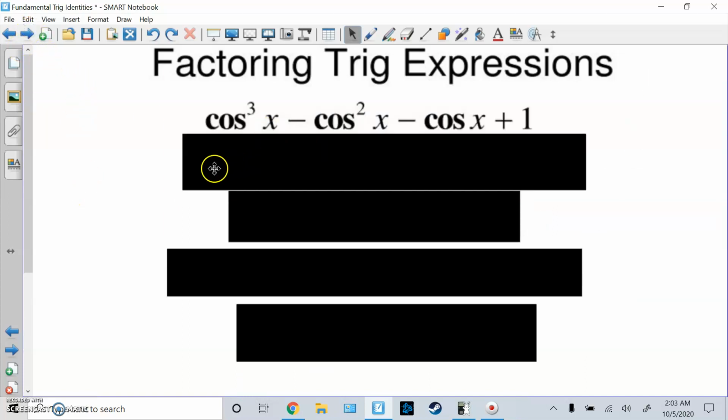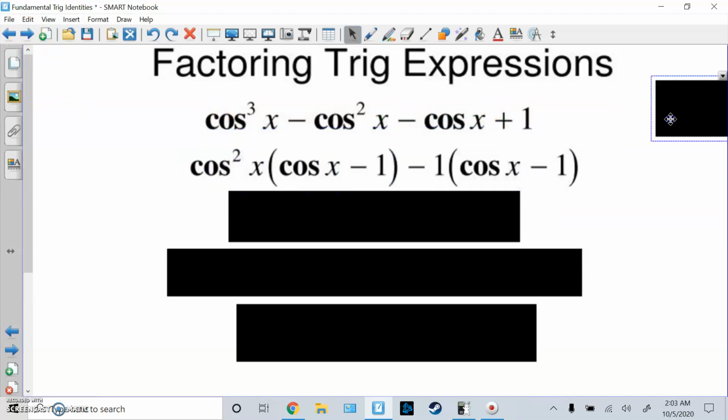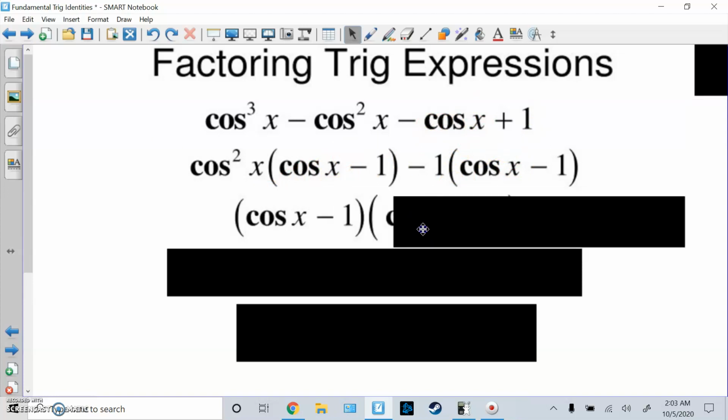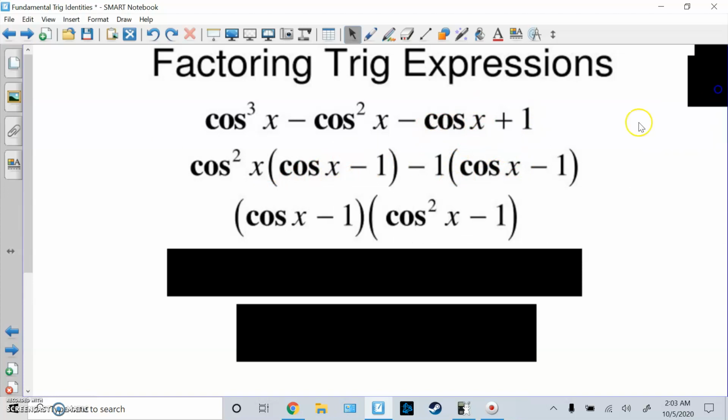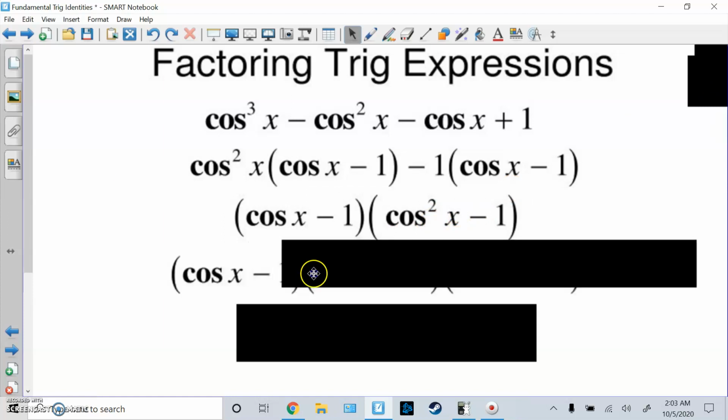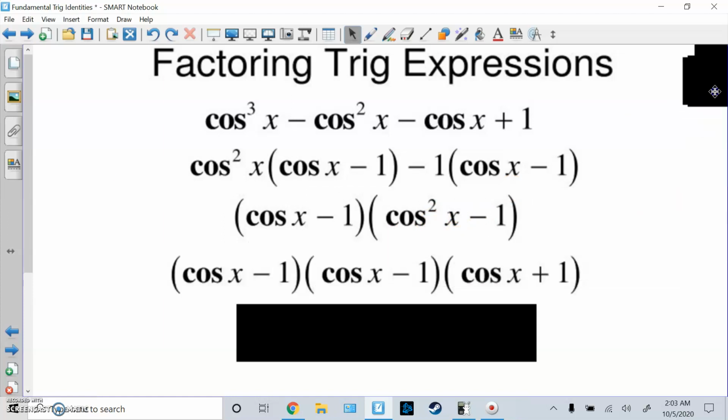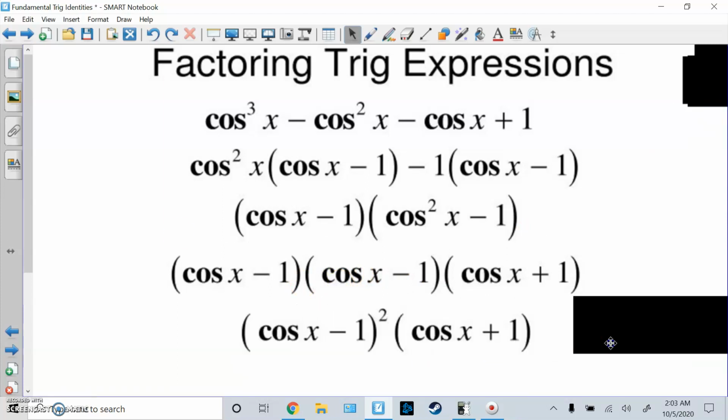You also have grouping. So pair them up. We have 4 terms. The GCF of the first part is cos squared x. That leaves us cos x minus 1. GCF of this is negative 1. Since the parentheses are matching, pull that as a GCF. And then the other one would be cos squared x minus 1. This is a difference of squares. I can square root them. I get cos x, 1, 1, plus minus. Then these do multiply together, or we just say squared.